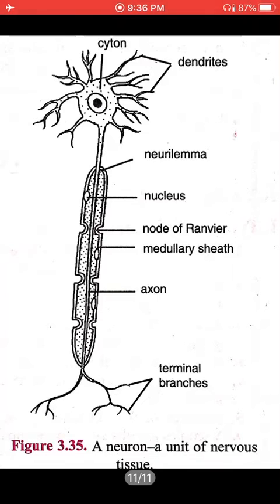Now next is nervous tissue, the last one, and nervous tissue basically looks like this. This is a nerve cell. The cell body is the cyton. The fiber-like endings are known as dendrites. The tube is the neurilemma. The nucleus is present in it. Node of Ranvier is where the neurilemma is banded. The medullary sheath is there. The whole tube is known as the axon, with terminal branches. These are responsible for carrying messages from one end to the other. They are present all over the body and are the messaging center of our body.